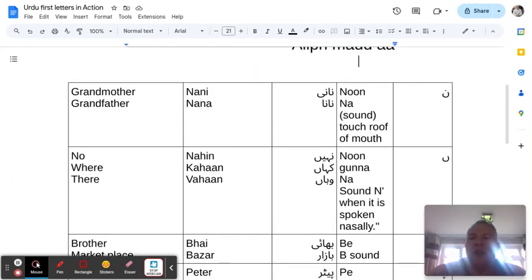So the first one is noon. Noon is a nut sound. So you touch the roof of your mouth when you say this. So noon, just like high noon, noon. So we've got nani. So remember when you saw alif without the mud? That's just a straight line that goes up. So we've got noon, alif. Then we've got noon and what's called choti. I'll cover that in another video. So there you've got noon, alif for the word nana. So nani is grandmother, nana is grandfather.